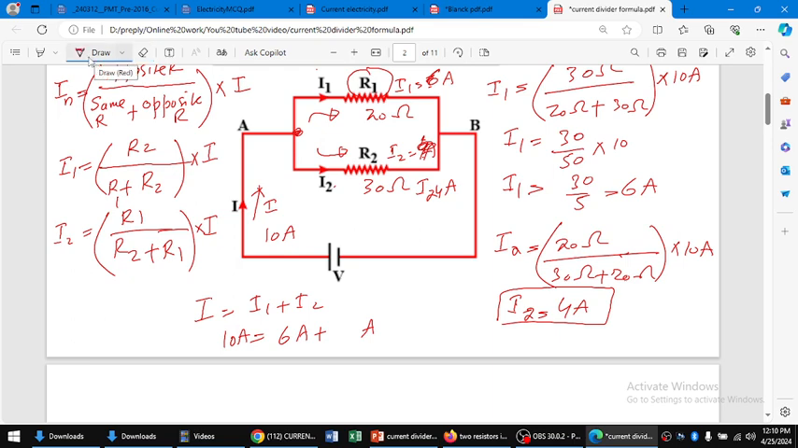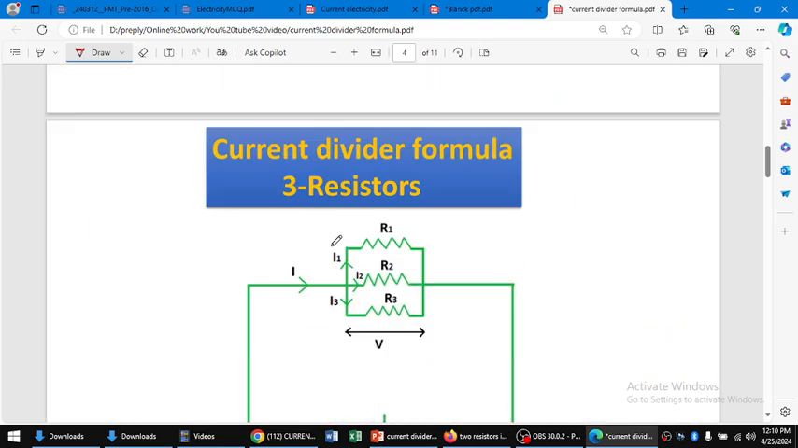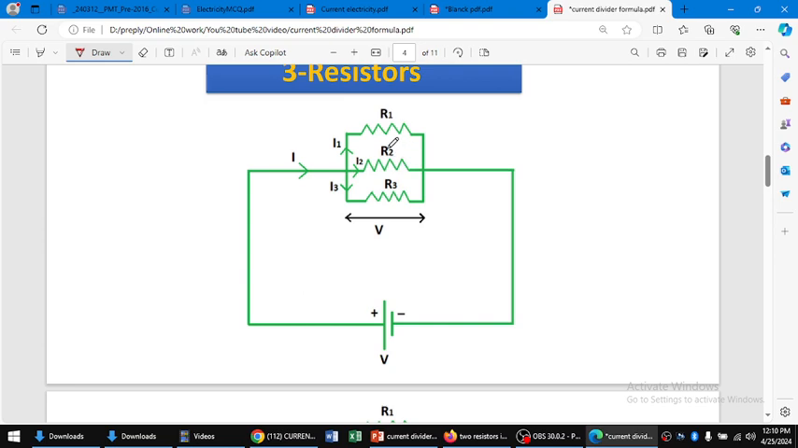So simply, we use this current divider formula in order to find the current through different parallel branches. Okay, so this is a simple circuit with R1 and R2. Now if we have a complex circuit having 3 resistors, R1, R2, R3, and the current through each resistor is I1, I2 and I3, how do we solve with the current divider formula again? Suppose the total current is again 10 ampere, and we need to find I1, I2 and I3.